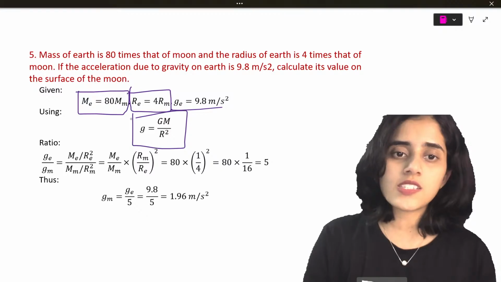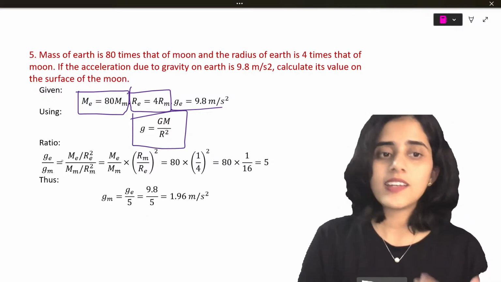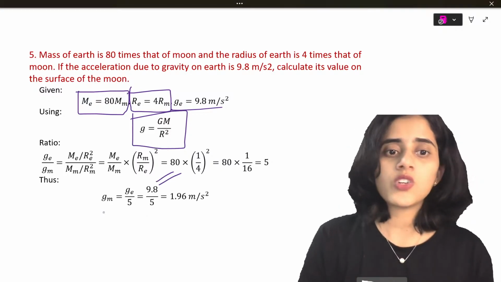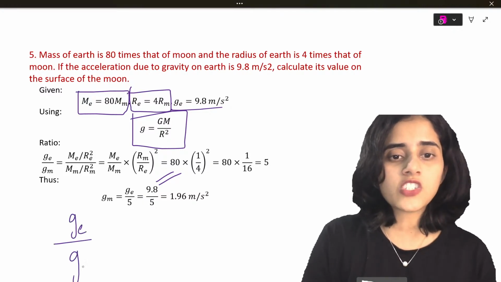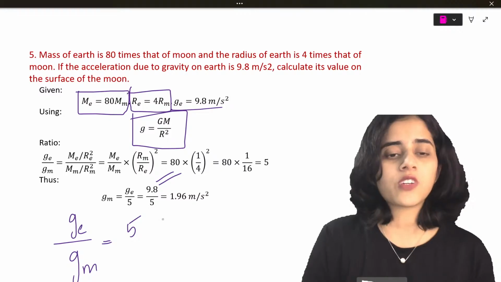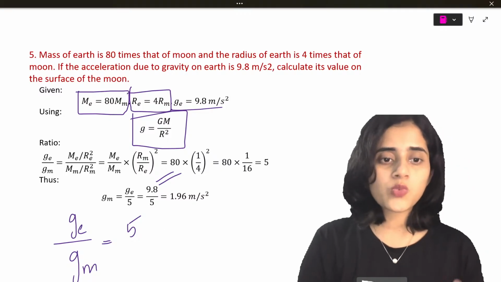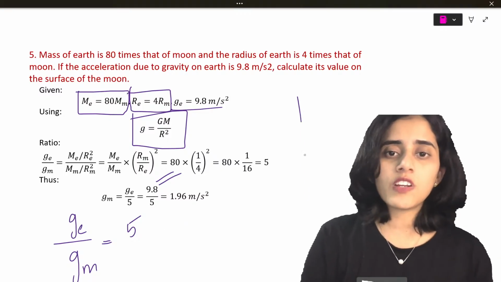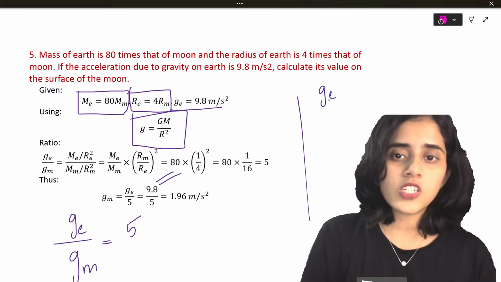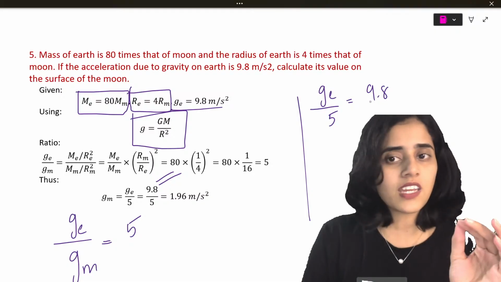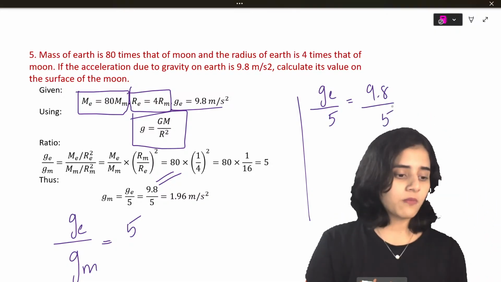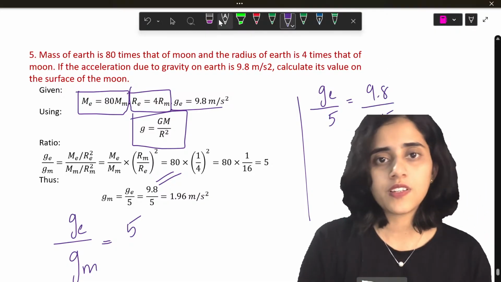So we know g is equal to GM by r square. Again, you take the ratio, you find out g. You will get ge by gm is equal to 5 when you take the ratio. From this, we have to find gm. So what will we do? We will do ge by 5. Ge we already know, gravity on the Earth is 9.8. So 9.8 by 5. Okay.